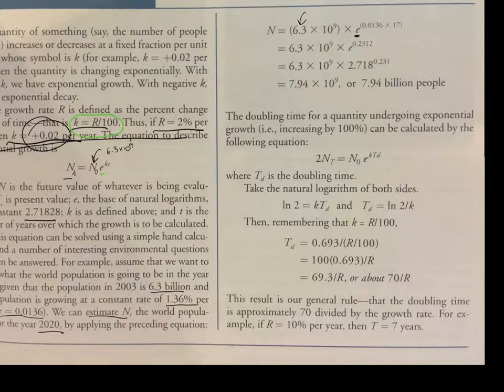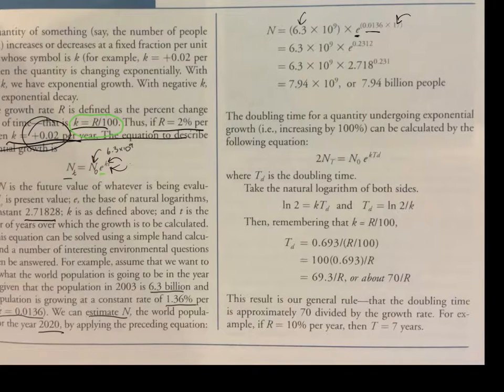What do we get? 0.0136. Remember, that was 1.36 divided by 100. That's because that's R divided by 100. That's where the K comes in. That's where this letter here is. So that's what this number is here, right? And T is this one here. That's your T. That's the 17.